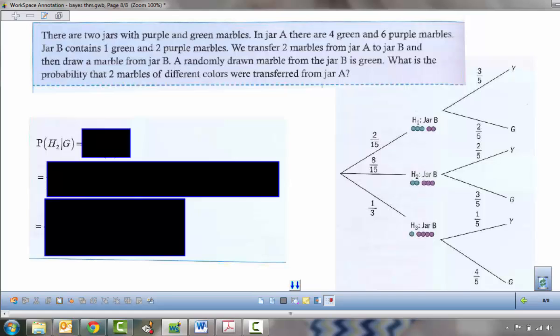Okay, but we also know that a randomly drawn marble from jar B is green. So we know the outcome. We know that we picked a green marble, but we don't know which of these hypotheses it was. We want to know the probability that it was hypothesis 2. So we're trying to find the probability of hypothesis 2 given that the marble was green. I would like you to pause the video right now. This is important. Pause the video and try to apply Bayes' theorem to this probability situation.